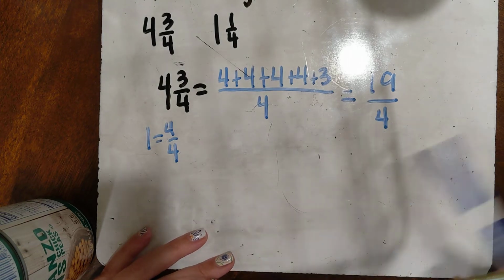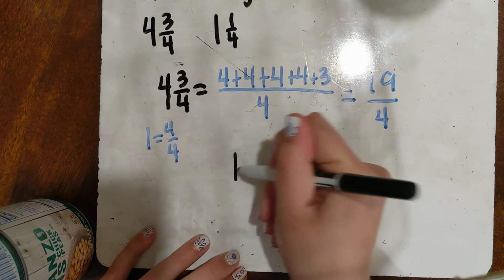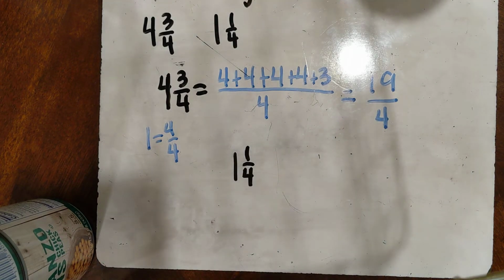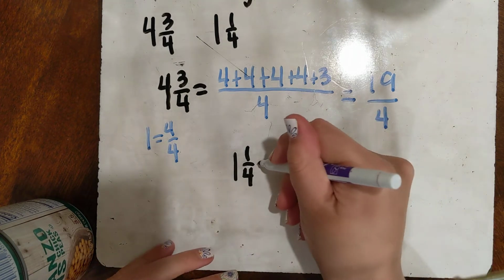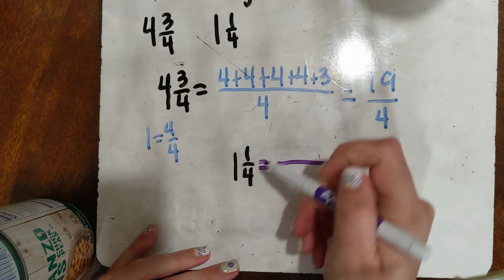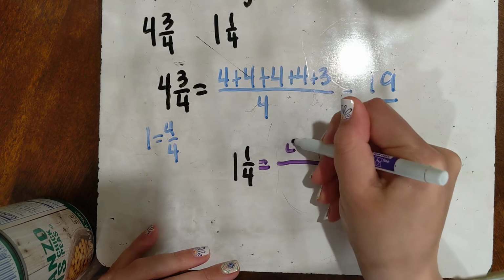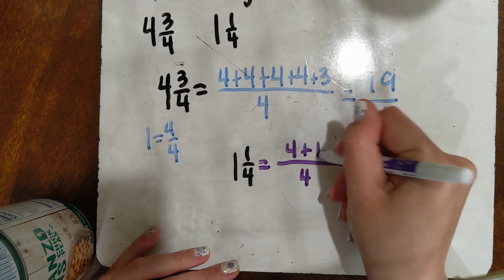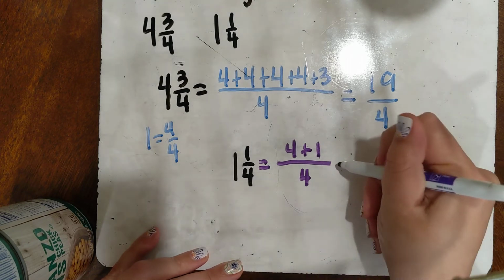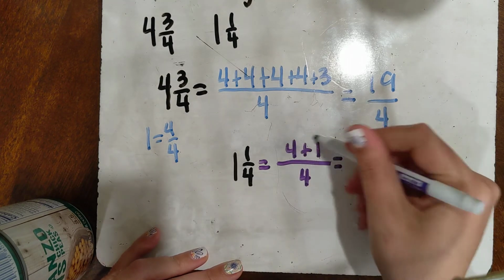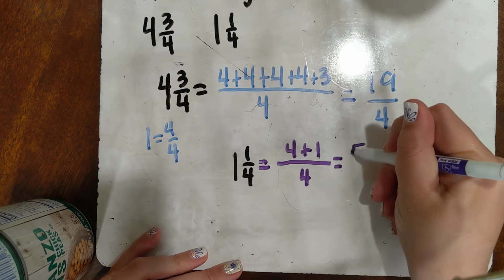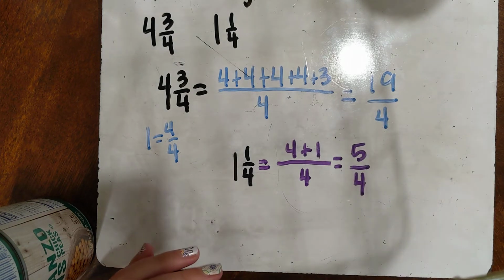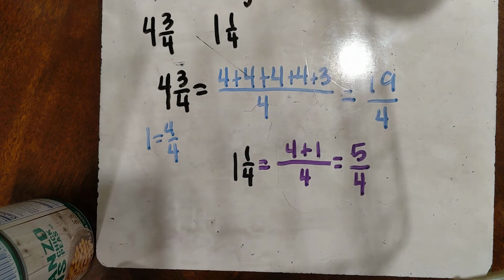Okay? So then let's do 1 1/4. That is equal to, for our 1 we have 4/4, and then for here we have another 1/4. So altogether, how many fourths? 4 plus 1 is 5/4. Okay, so let's think back to the problem.